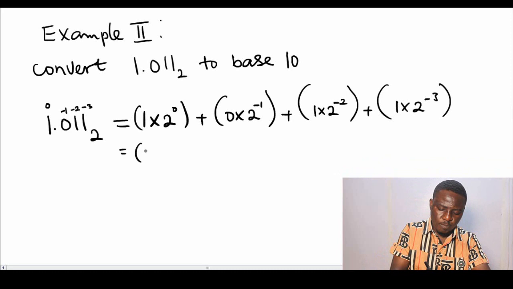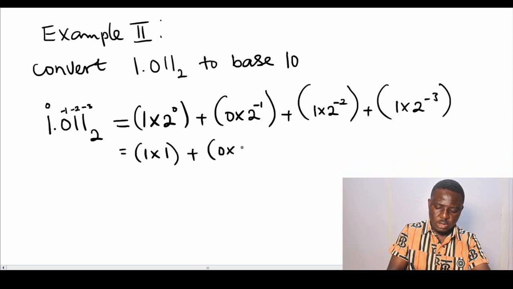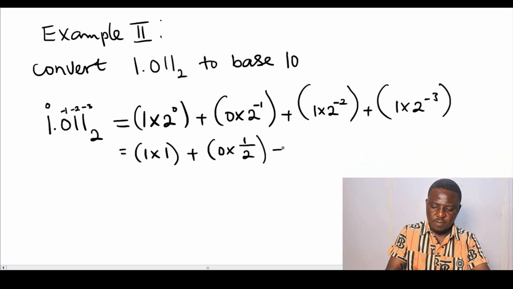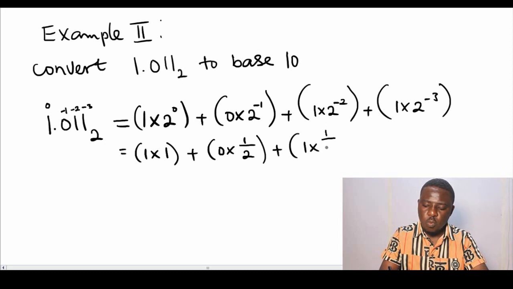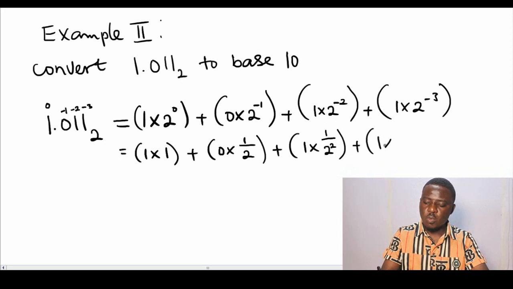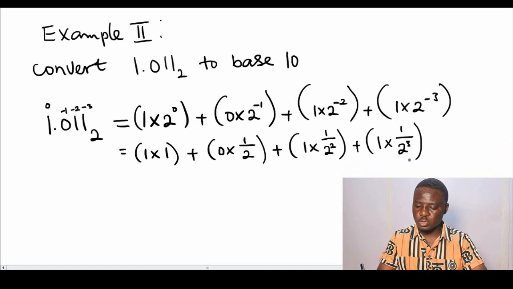This is equal to 1 times 2 raised to the power of 0, which is 1, plus 0 times 2 raised to the power of minus 1, which is a half, plus 1 times 2 raised to the power of minus 2, which can be said to be 1 over 2 raised to the power of 2, plus 1 times 2 raised to the power of minus 3, which can be said to be 1 over 2 raised to the power of 3. That's 2 cubed.